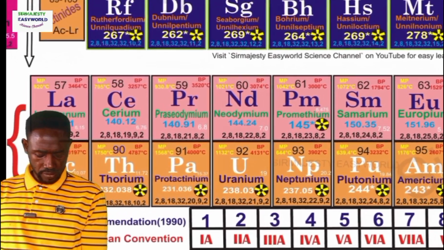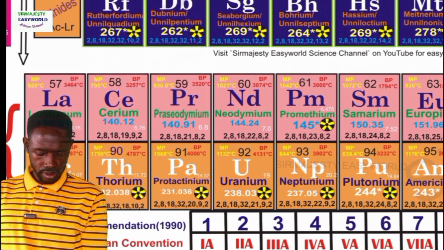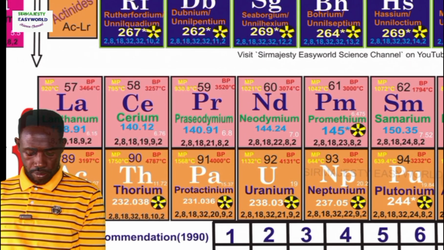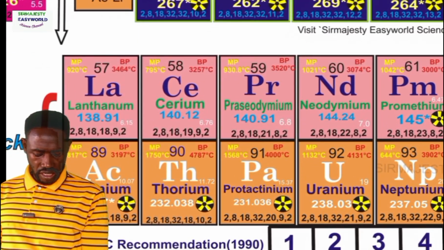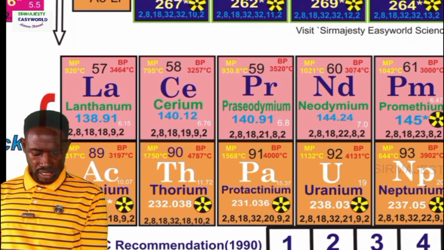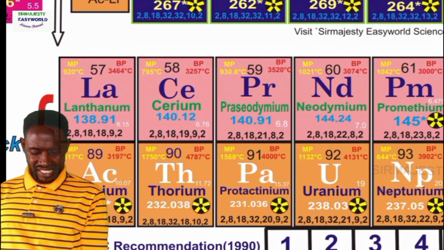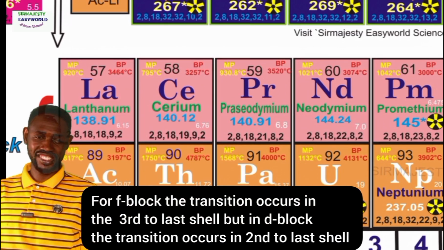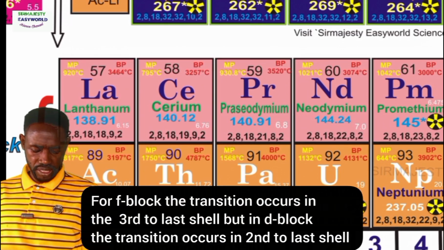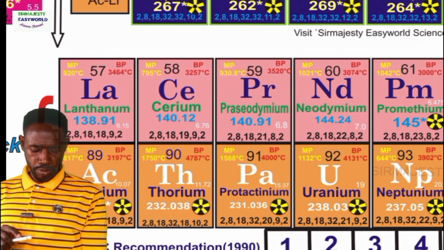Then if you move to the F block, watch closely. The F block starts from lanthanum, cerium, praseodymium, that's Pr, from 57, 58, 59. If you carefully watch the electronic configuration, it was 1892, it now becomes 1992. So for the F block, every other shell remains constant, but the third-to-last shell keeps changing. You see that 9 and 2 were constant between lanthanum and cerium, and then when you move there, it becomes 8, 18, and 19.